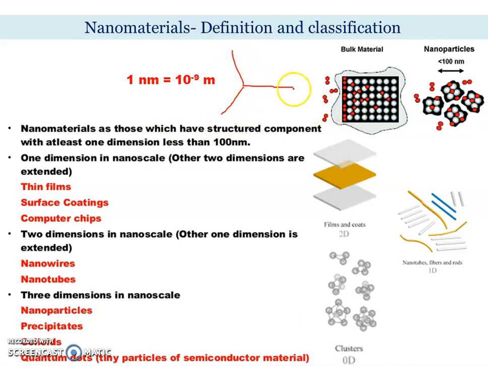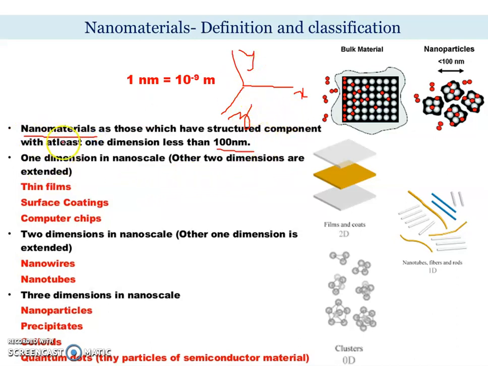If all three dimensions are greater than 100 nanometers, then the material is called a bulk material. If any one of the dimensions, say the x-axis or y-axis or z-axis, is less than 100 nanometers, then the material is called a nanomaterial.